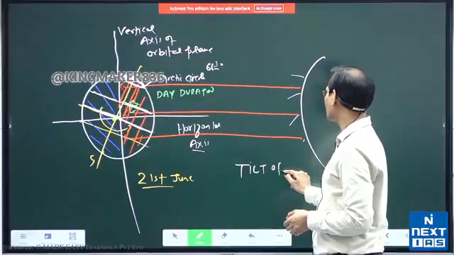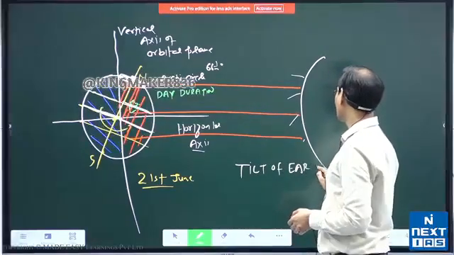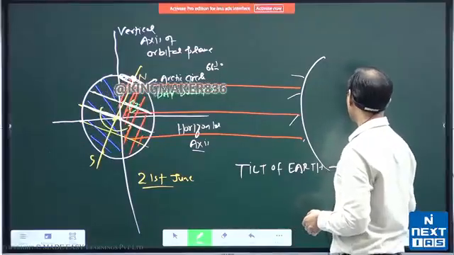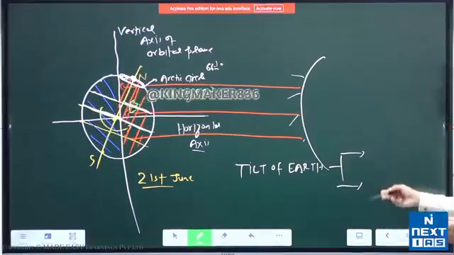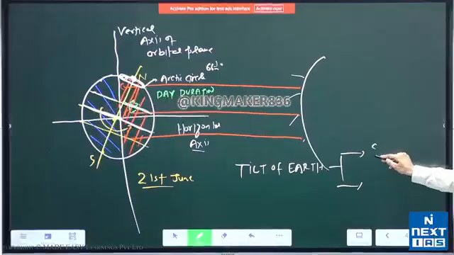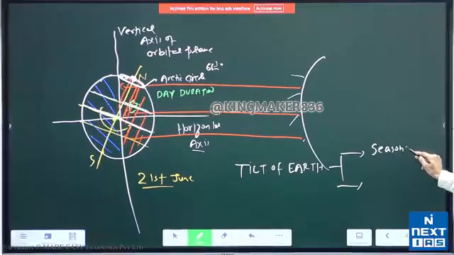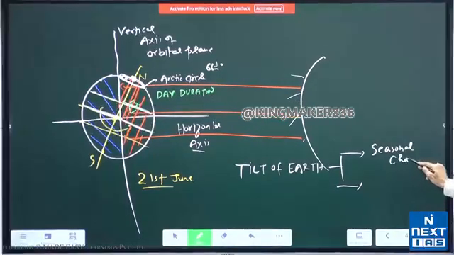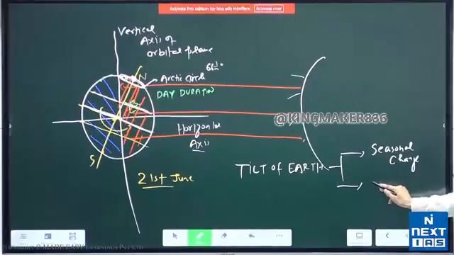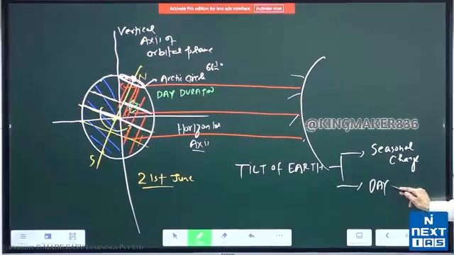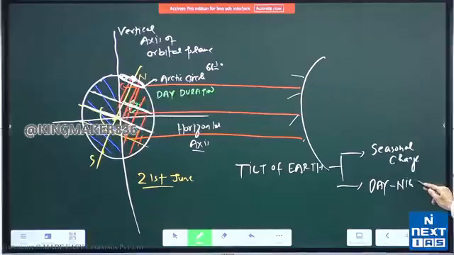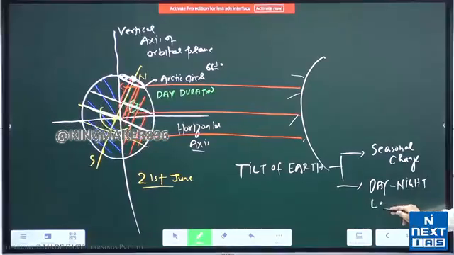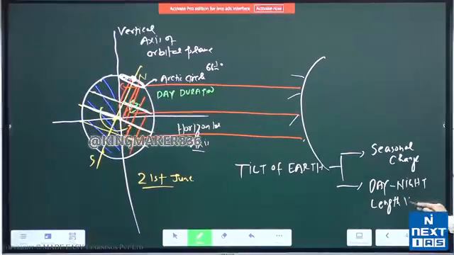The tilt of the Earth is creating two scenarios on our Earth. One is seasonal variation or seasonal change, and one more change it is causing: day-night occurrence or day-night length variation. Day-night length change or length variation.